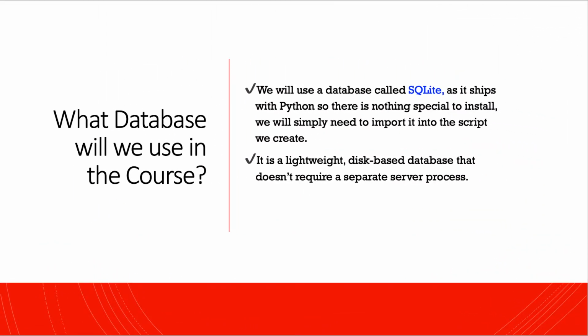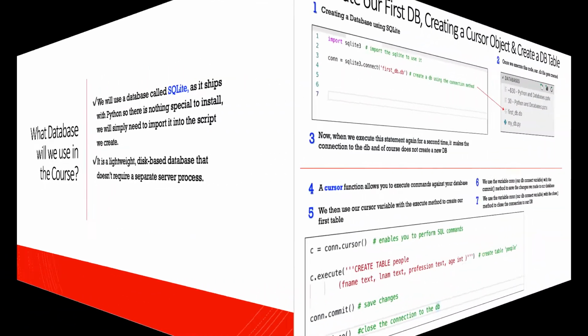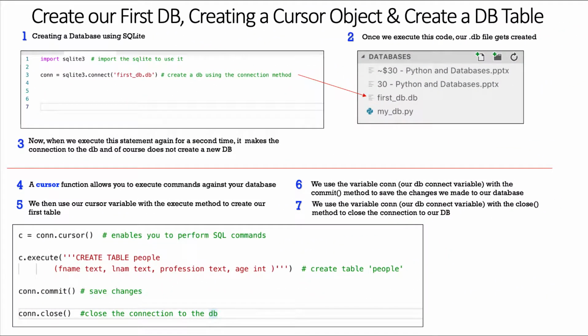You might be wondering what database we're going to use during this course. We're going to use SQLite, as SQLite ships with Python, so there's nothing special to install. We will simply need to import it into the script we create. SQLite, if you don't know about it, is known as a lightweight disk-based database that doesn't require a separate server process. So it's easy to get up and running, and you're going to see in just a second how easy it is. In here, we'll create our first database.